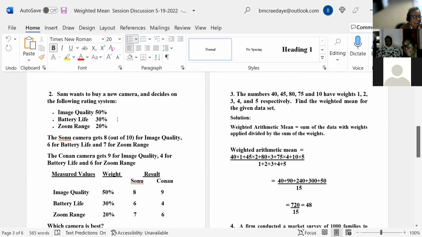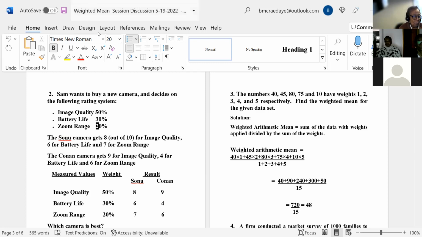Now you notice when you give weights as percents, they all add up to 100%. So when you change them to decimals, they add up to 1. But that's not true in every case, because you could assign weights that don't add up to 1. You just add up whatever weights are given in the problem. We'll look at one.